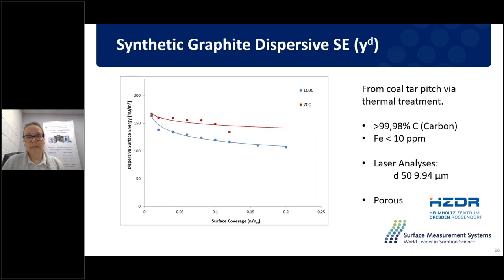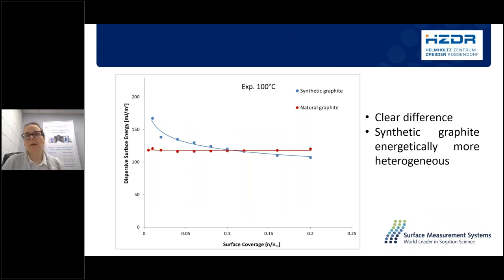Synthetic graphite surface energy clearly changed with the temperature. At the moment, we also measured 120 Celsius for this sample. This synthetic graphite is made from coal tar pitch, and it has a heterogeneous surface energy profile. So it's not as uniform as natural graphite. If we compare the two graphite samples at the same temperature, you can clearly see the difference. The natural graphite is more homogeneous energetically, while synthetic graphite is very heterogeneous energetically.